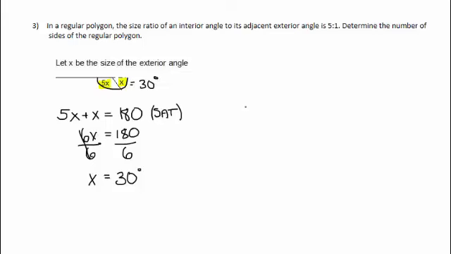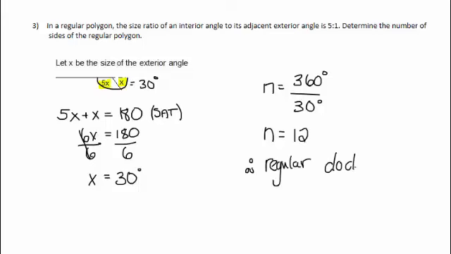Now to find the number of sides, we do what we did in the questions before. The number of sides is going to equal 360 degrees divided by 30 degrees. So our n equals 12. Therefore, this is a regular dodecagon, or a 12-gon.